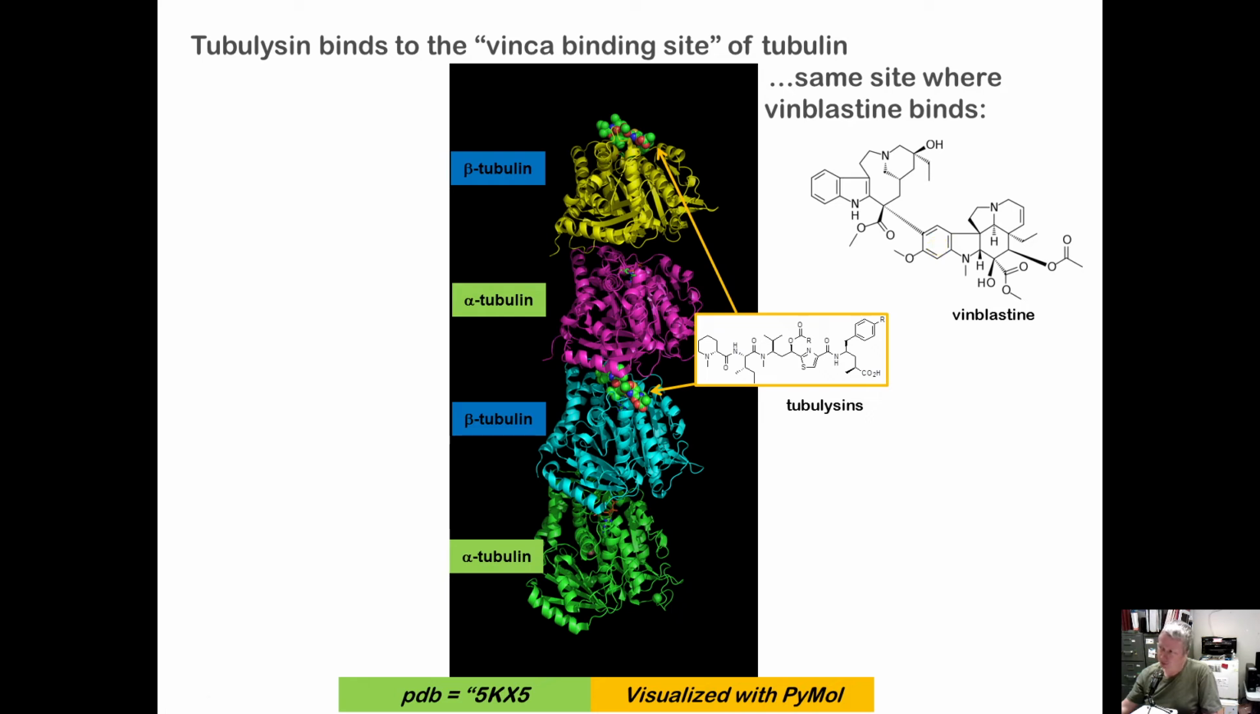Here's a question: why don't we just use vinblastine in an antibody-drug conjugate? If it binds to the same place, it probably has a similar effect. Well, this is very complicated to make. This is like a 30-step natural product synthesis. This is peptide-like, and we can make peptides really easily.